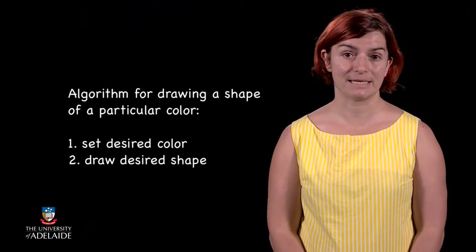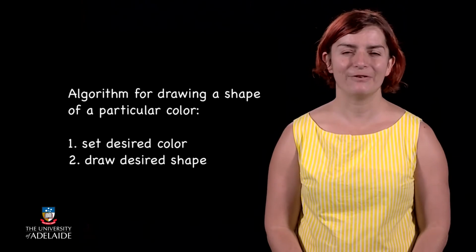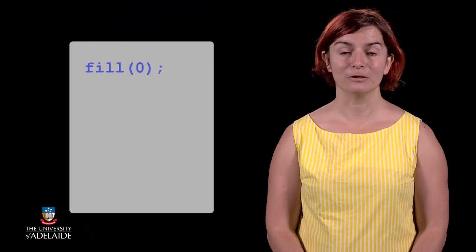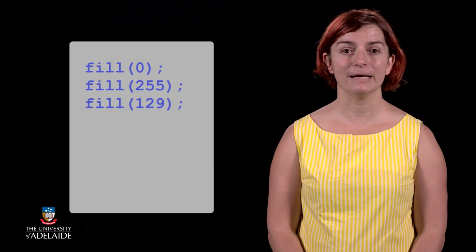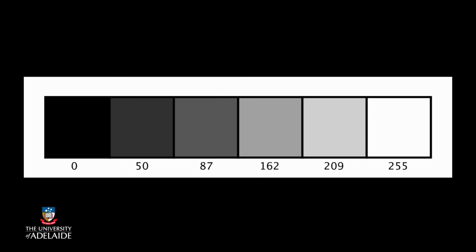Let's find out how to set the color of the shape. This is very easy in processing as it has a function that defines the color that a shape will be filled with. The function is called fill, and it takes as a parameter a number from 0 to 255, where 0 represents black and 255 represents white. All the other numbers between 0 and 255 are various shades of gray, with the numbers closest to 0 being darker grays and the numbers close to 255 being lighter.